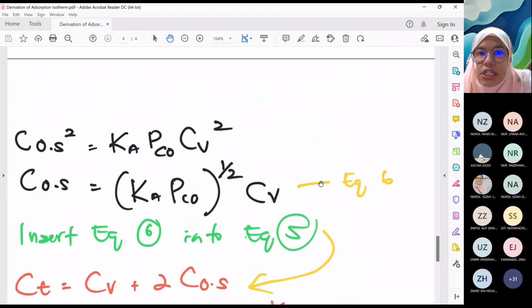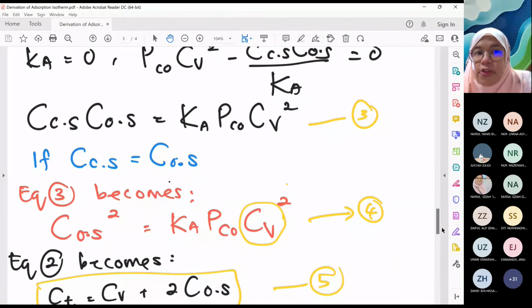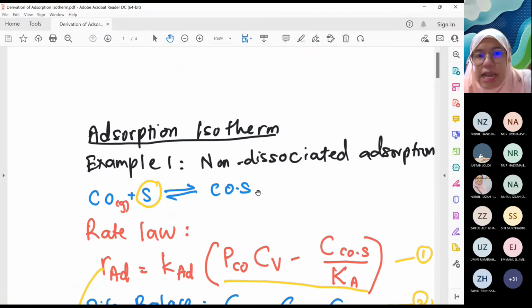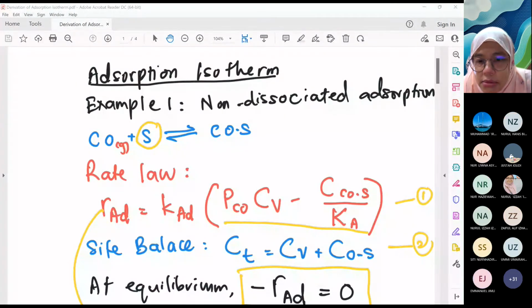After this, I will share this file and I will try to find an explanation video on how to derive the adsorption isotherm. Any questions for this one before we end the class? Tak ada soalan. So far okay eh. After this, saya akan sharekan video tu.